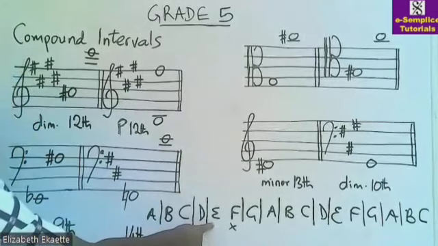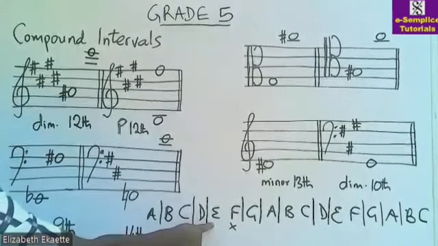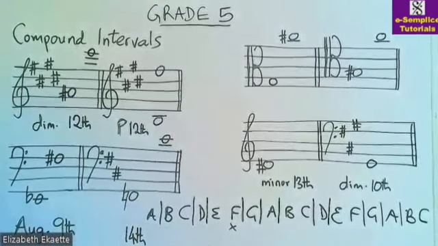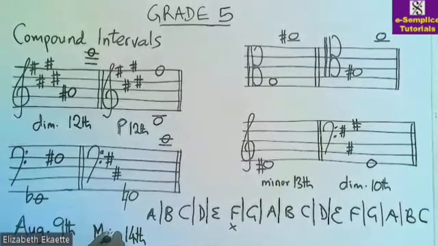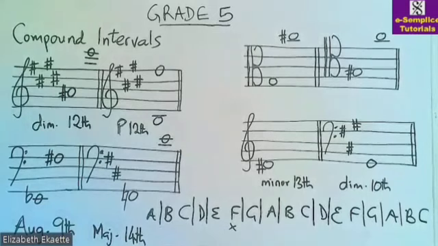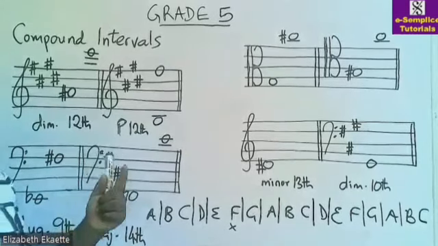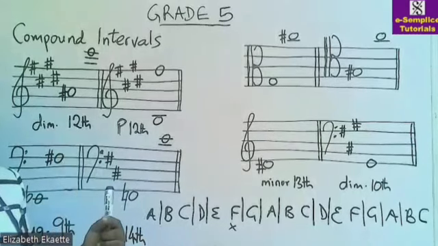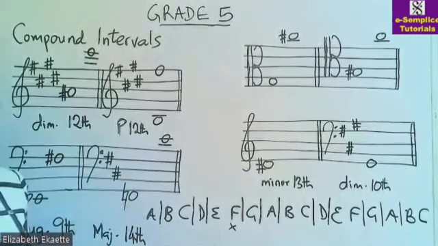Now, from my table that I already know, a 14th interval that has 23 semitones is a major 14th. Major 14th. You see why I said you need to know that table at the tip of your finger. So when you count the number of your semitones, you'll be able to know the quality of the interval you are working with. Now, let's move to that other side.